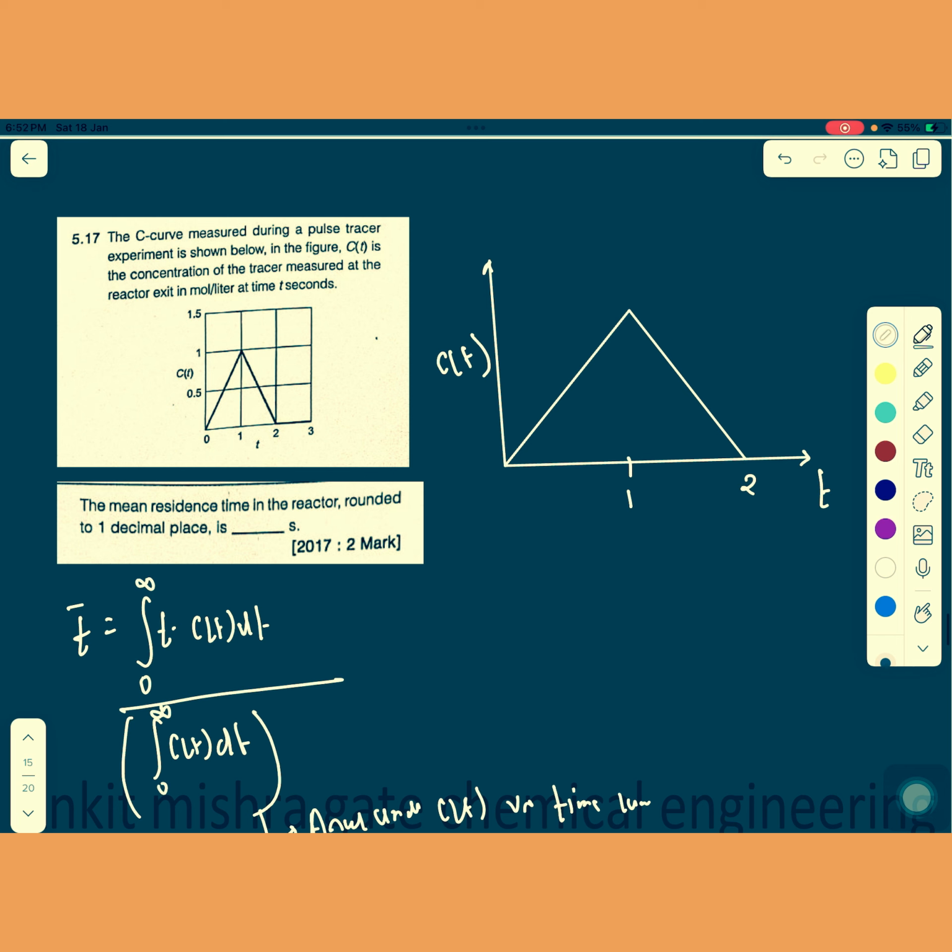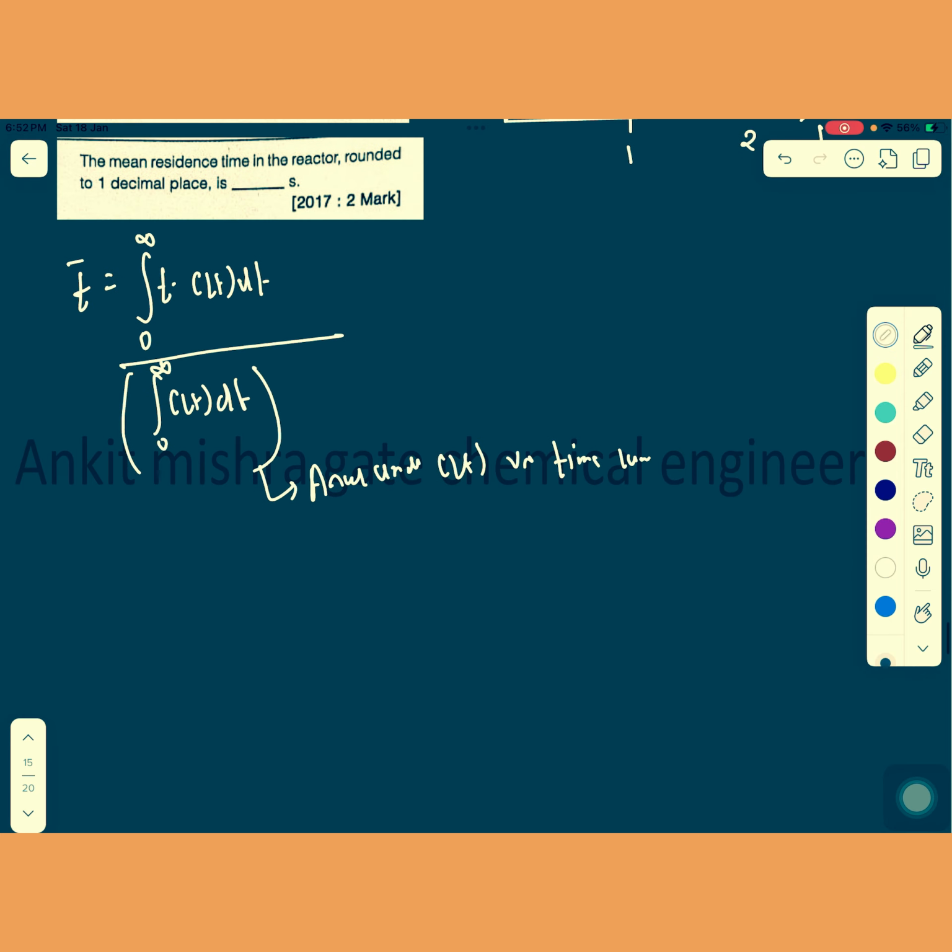So what is the area here? This point is maximum and this is 1. So the area will be equal to half into base into height. So area is 1, right? So if area is 1, then t bar will be equal to integral 0 to infinity t C(t) dt.